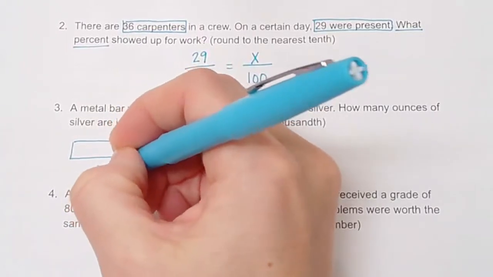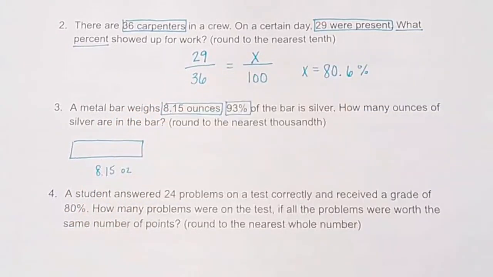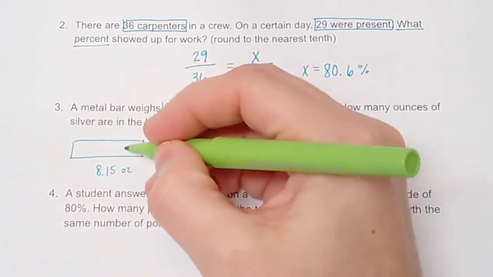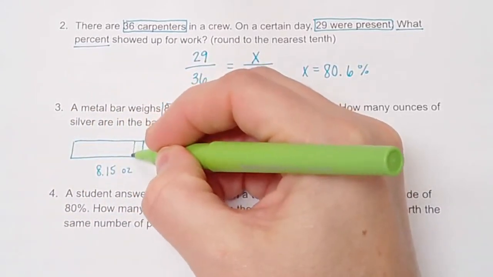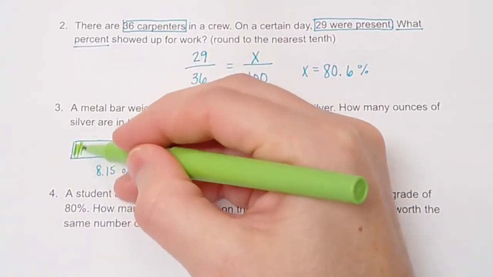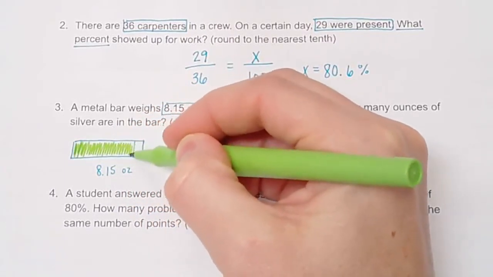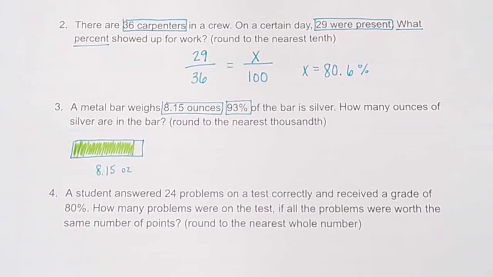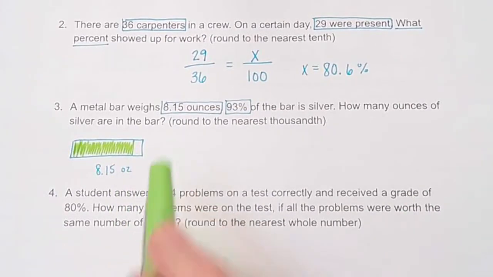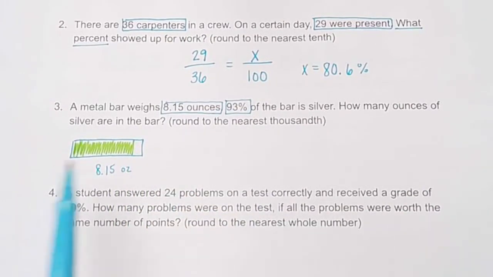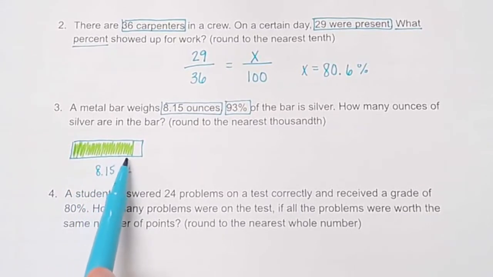Okay, 93% of the bar. Now 93 is a lot. All right, so 100 is what it is. So 93. So just think about it like from here, all of this is silver. Is pretty much what it's saying. Okay? The rest of the 7% is something else. So it wants to know how much does this part right here weigh. I know the whole thing weighs 8.15, but I want to know just how much the silver weighs.